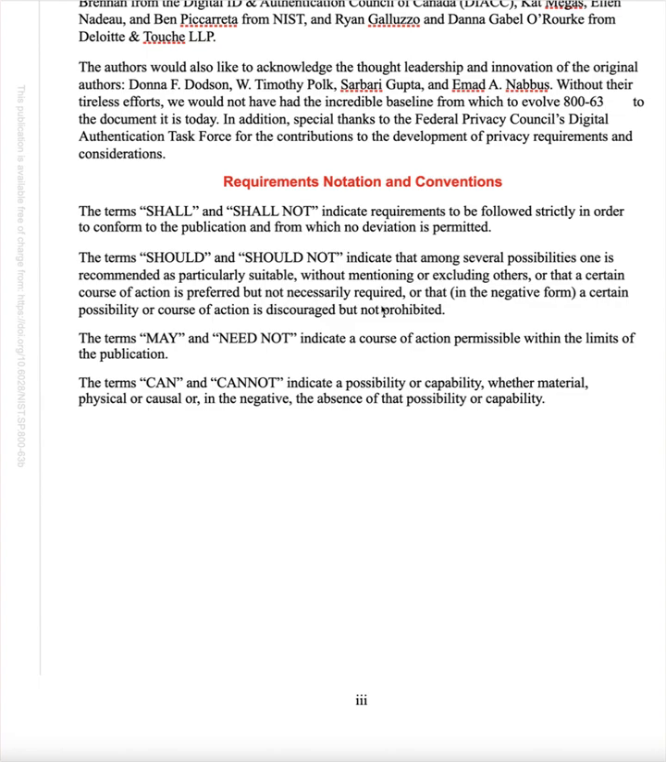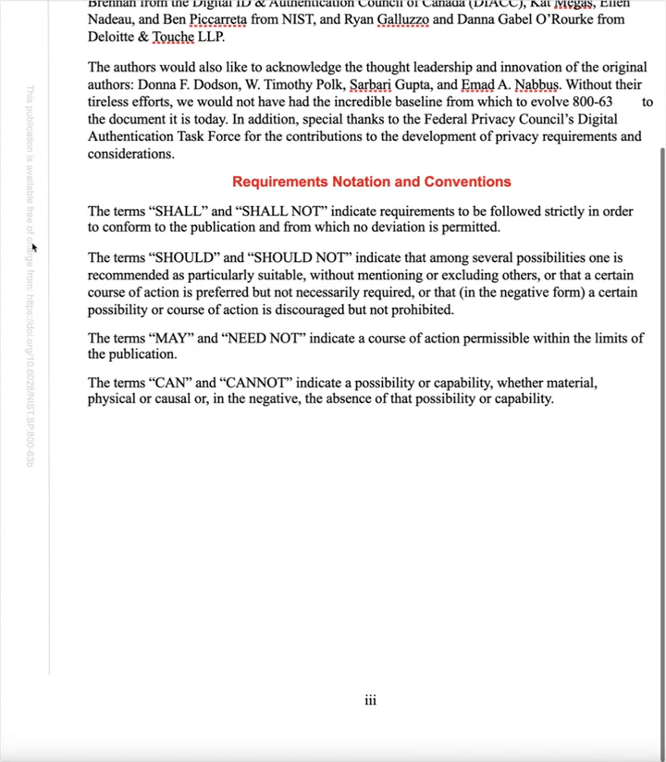Should and should not mean that there are many possibilities, and one is recommended as suitable without mentioning or excluding others. So others are still valid, but the one which is mentioned is recommended. The terms may and need not indicate a course of action permissible within the limits of the publication. Can and cannot indicate a possibility or capability, whether material, physical, or causal. So you will see these in this document: shall not, should not, may or need not, can and cannot.